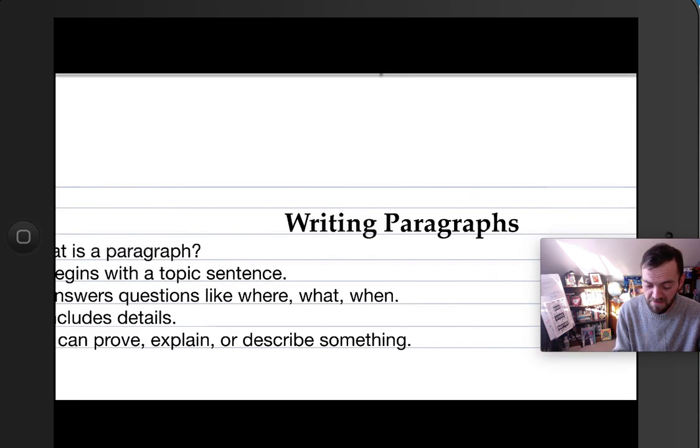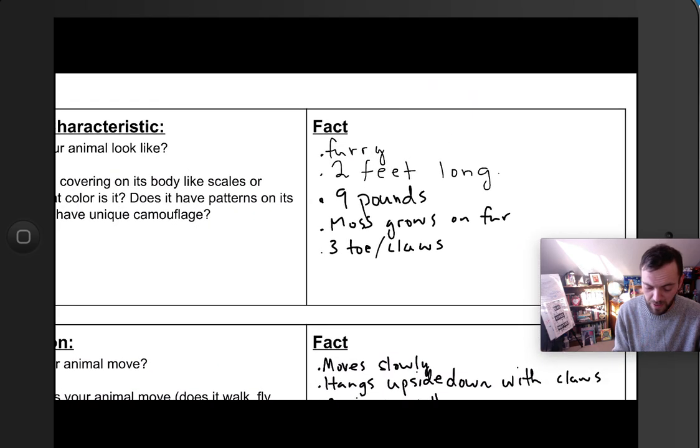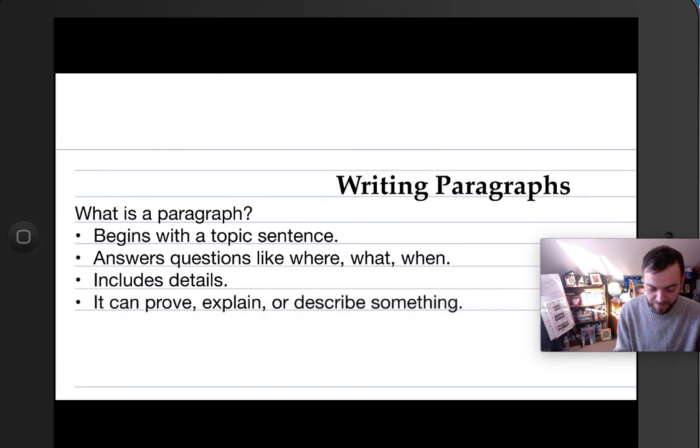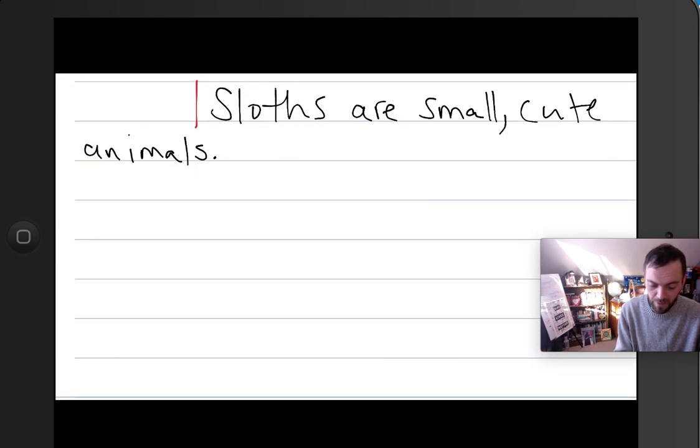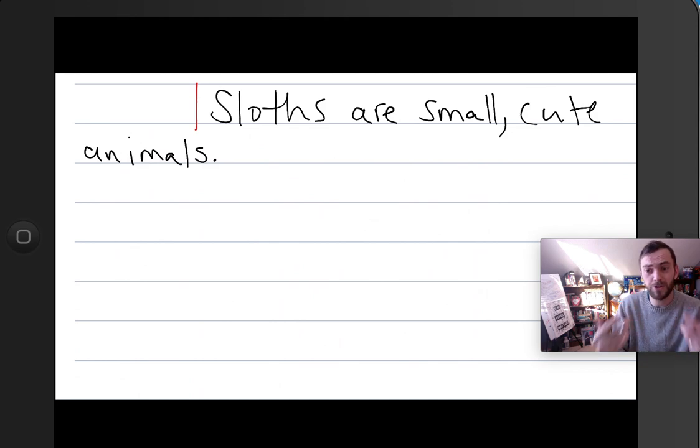Well, now I'm going to write my facts. They're small, cute animals. They're furry and they're 2 feet long. Furry. Okay, well, the word furry is not a sentence. I'm going to just turn this into a sentence. So writers are always trying to stretch their thinking. How can I stretch this with a complete sentence? What details can I add? A writer is also thinking about what adjectives can I use to add more color, to make it more fun to read. Sloths are small, cute animals.